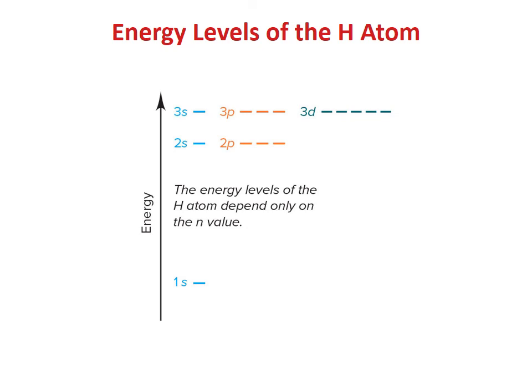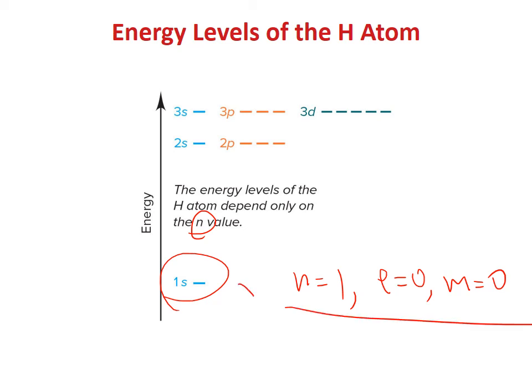This diagram shows the energy levels of the hydrogen atom. The energy of the hydrogen atom depends only on the n value, the principal quantum number. So the lowest energy, or the ground state, is the 1s orbital. N equals 1, L can only be 0, M can only be 0, and so you only have one orbital, the 1s orbital. When n equals 2, L can be 0, and that's 2s orbital, and L can be 1, and that's 2p orbital. And we have 3 of them. So in total, we have 4 orbitals.